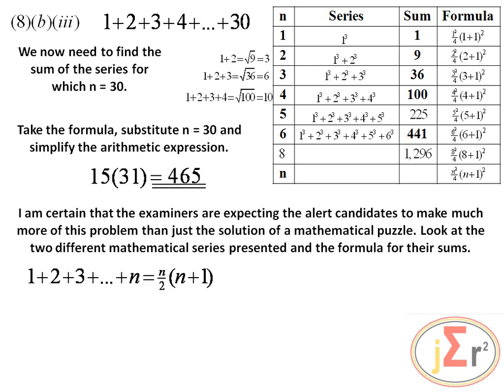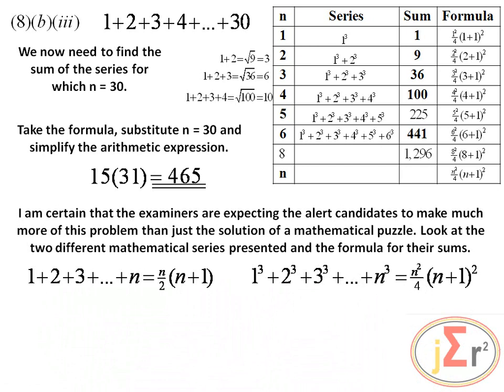So that is the first one. 1 plus 2 plus 3 all the way to n. That gives n over 2, n plus 1. And what about the other one? 1 cubed plus 2 cubed plus 3 cubed all the way up to n cubed. n squared over 4, n plus 1 all squared. So let us take a good look at them.